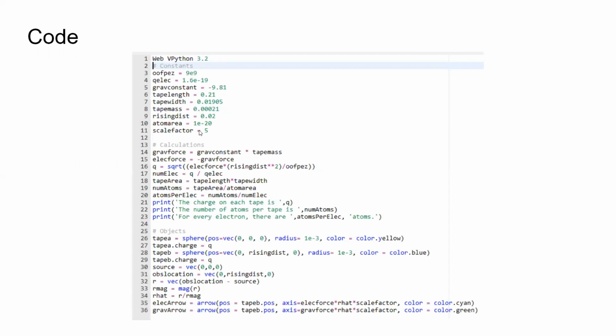This was the code. These were the constants, and these all came from the experiment, except for the scale factor. The scale factor was needed for the model. And then these were the calculations, which were all the same calculations that were done in the experiment. The main difference from the code to the experiment was really the modeling portion. This was tape A and tape B, and they both had the same charge. And of course we had to have an R vector to be able to find where to put the arrows that would represent each force, which was on tape B.